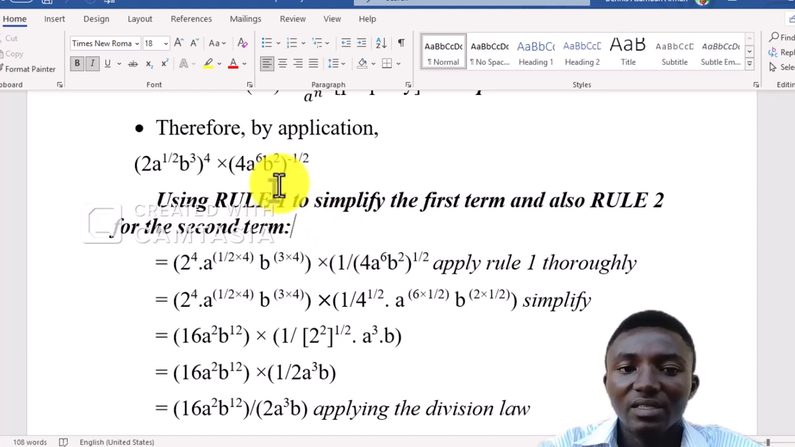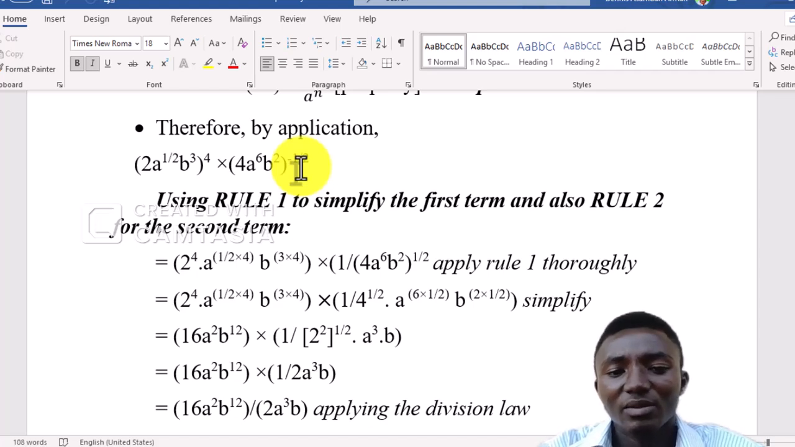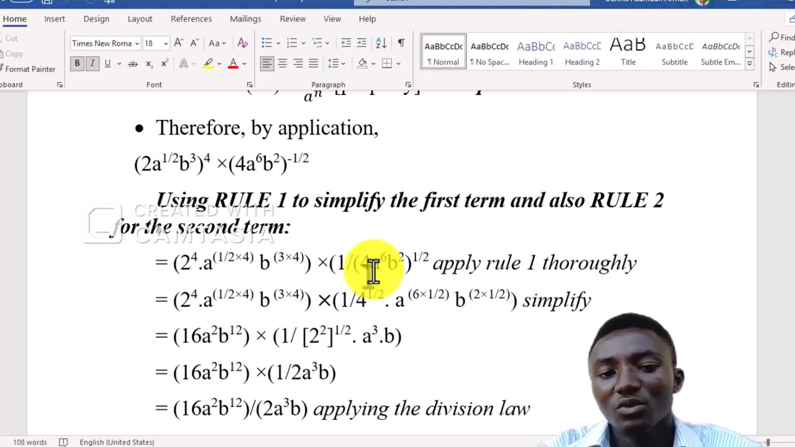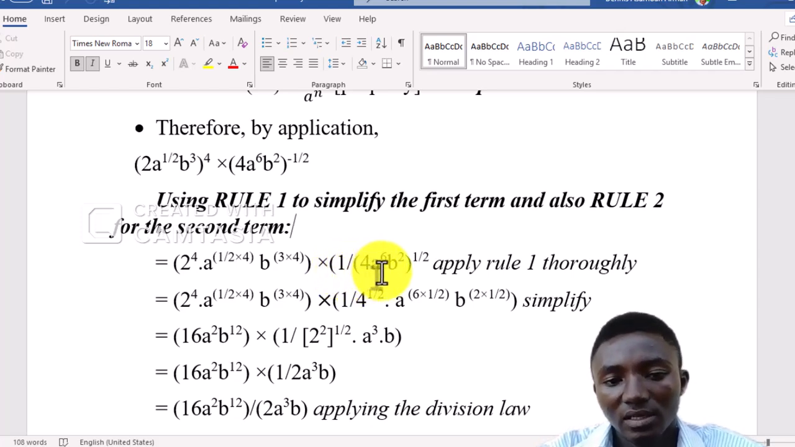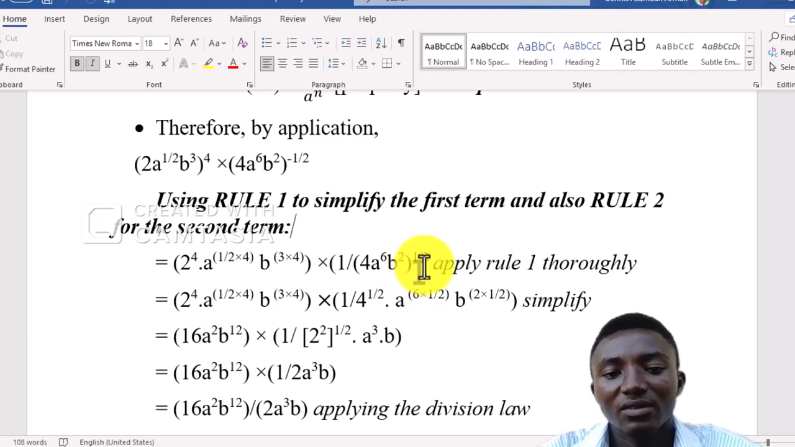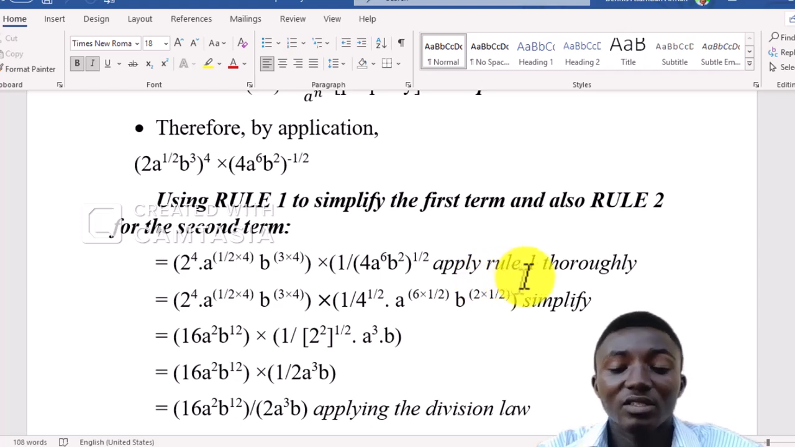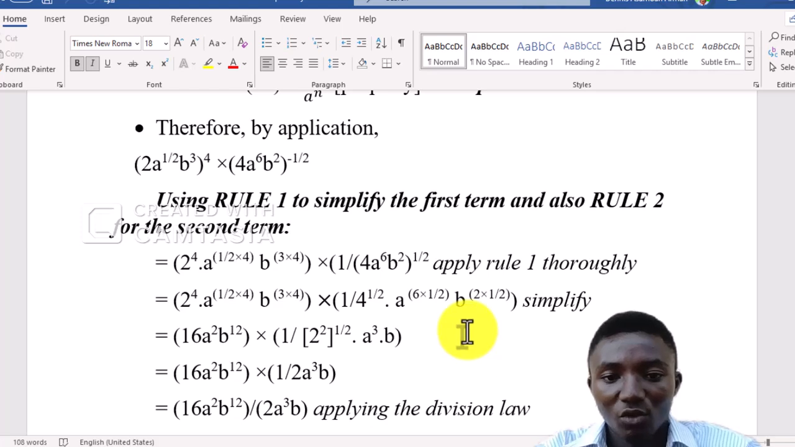So this expression, instead of expanding it directly, what we need to do is to apply the concept. So we reciprocate it first. Is that clear? So it becomes 1 over bracket open 4 a raised to the power 6, b raised to the power 2, a square, and all into bracket now positive half. Is that clear? No more negative half again. Then apply rule 1 throughout. After doing this, the next step which follows, we apply the first rule throughout.